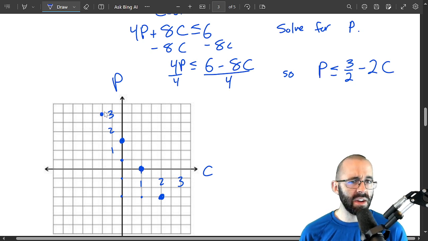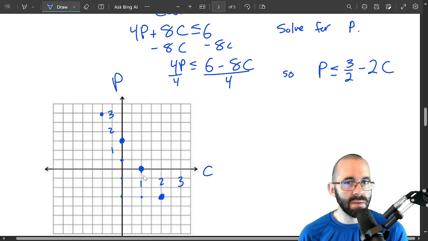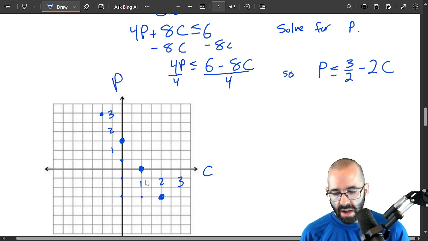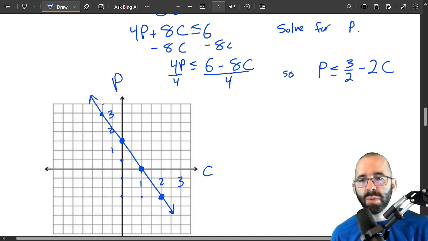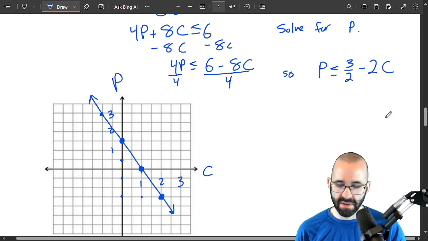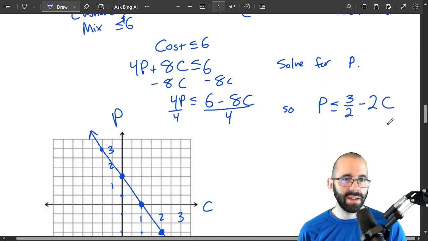In this case, you have to be very careful when you scale your axes. Down 3 units and right 2 units is the same as down 3 boxes and right 2 boxes, but that's not always the case. If your x and y are scaled the same, it will always be the case. But if your x and y are scaled differently, it won't always be the case. So watch out for that. And we'll graph this line with a solid line because we have a less than or equal to sign. And we're getting a little ahead of ourselves here. It says what combinations are possible. So this is what it's going to be.